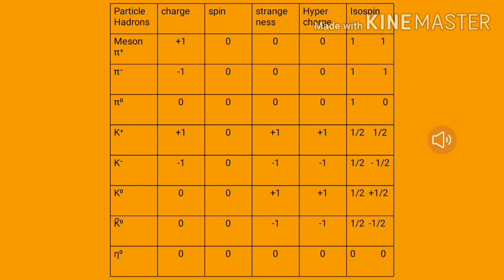In this table, hadron particles are given. It contains pi plus, pi minus, pi naught. They are called as pi mesons or pions. Similarly, others K plus, K minus, K naught, K bar, or K mesons or kaons. Next one, eta naught, that is called eta meson. The values are given as spin values, isospin values, strangeness values. All the values are given. It will be asked in competitive examination.